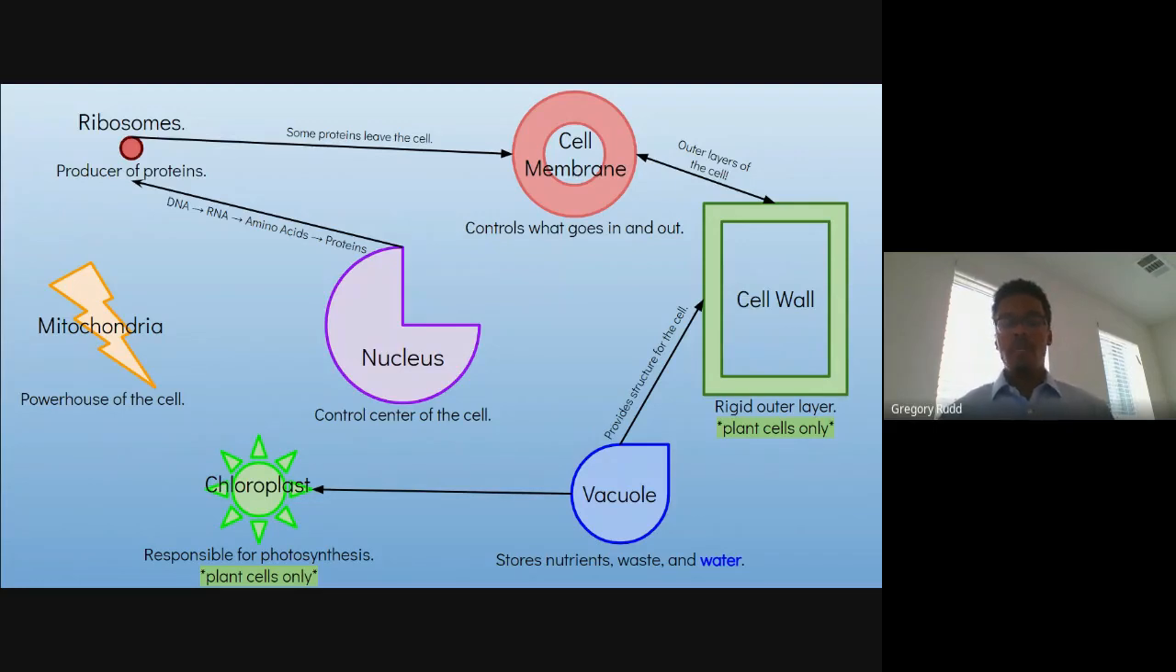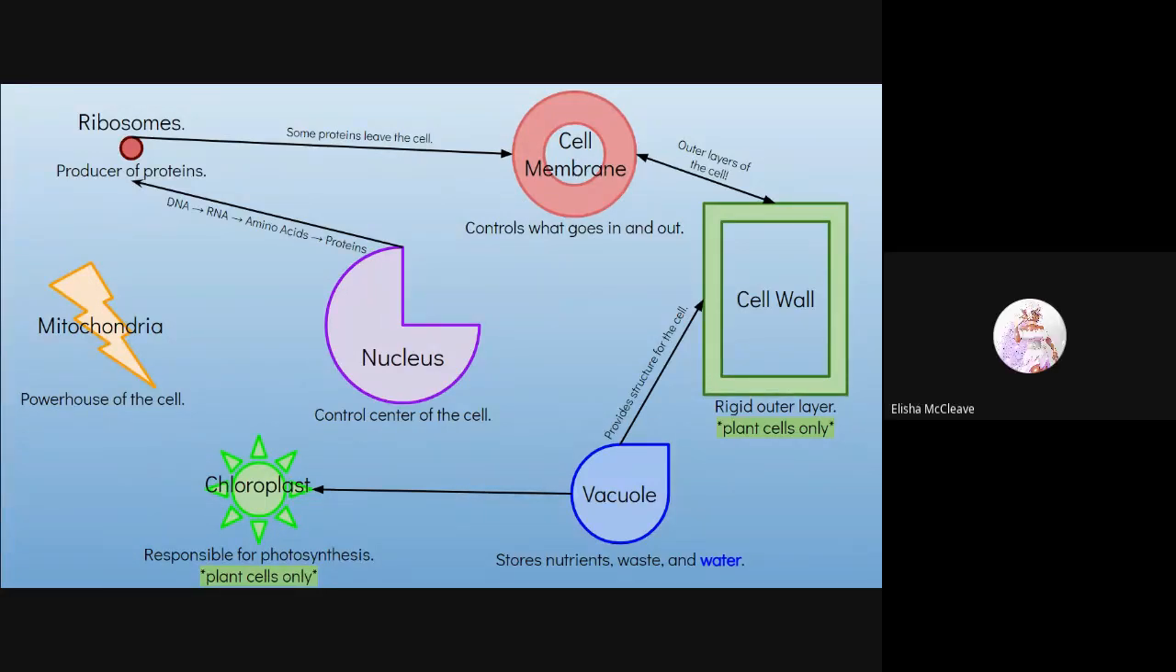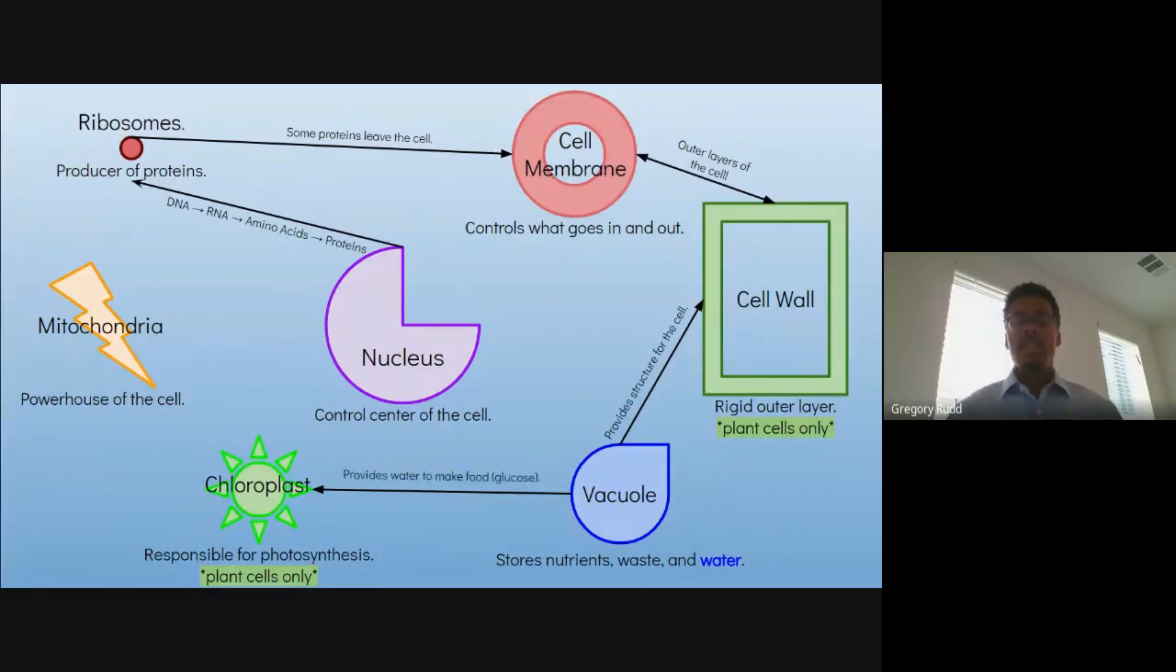Any thoughts on how the vacuole relates to the chloroplast? The vacuole provides water to help with photosynthesis. Excellent. So this is again something we'll talk about in Unit 4, but water is needed for photosynthesis. You need water to make food. And specifically, the food that we're talking about is called glucose, which we talked about last unit. All right, so you can't make that food without water. So you need water from the vacuole to do that.